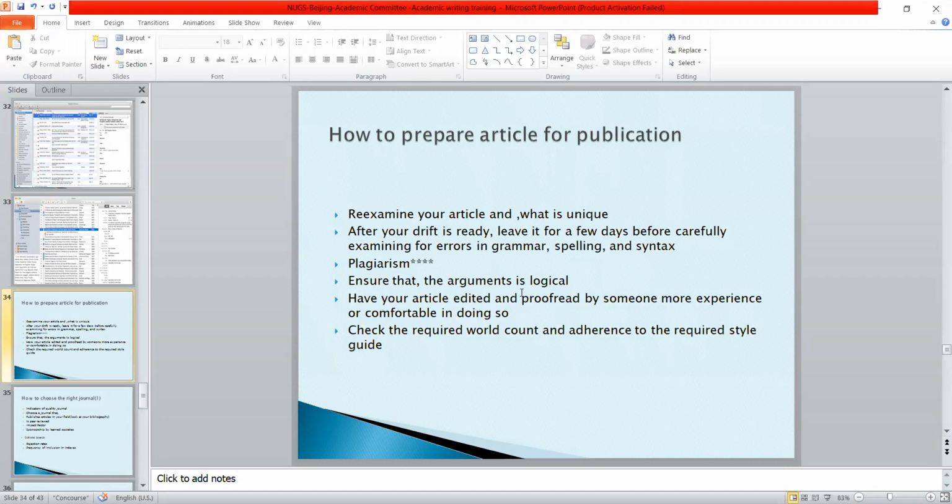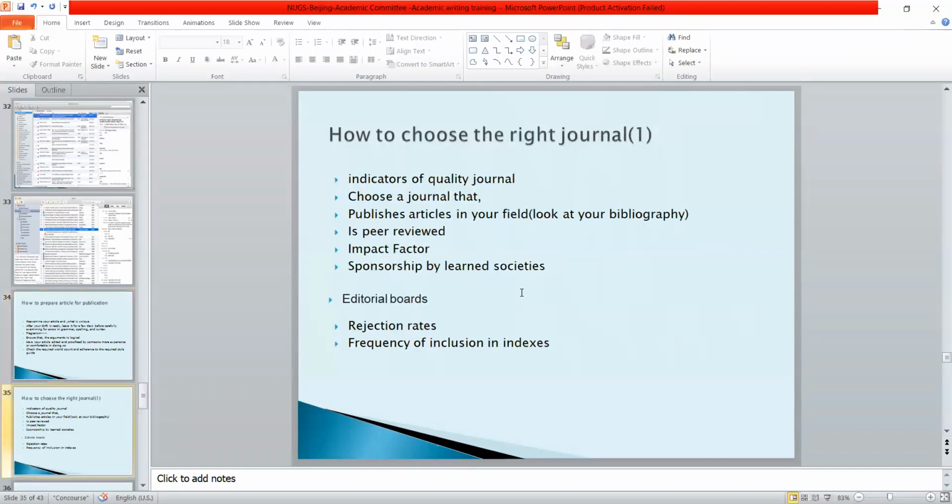Ensure that your arguments are logical. You must make consistent and logical arguments. Then you must also have your article edited and proofread. In those times we had people that could do it on our behalf. But fortunately for us, the world has grown to the stage that you can subscribe. For almost 900 RMB, you subscribe for the whole year. And any time you do your work, you put it on Grammarly. Grammarly will scan everything and do the necessary corrections. You go through it yourself and make sure that the right thing is done.